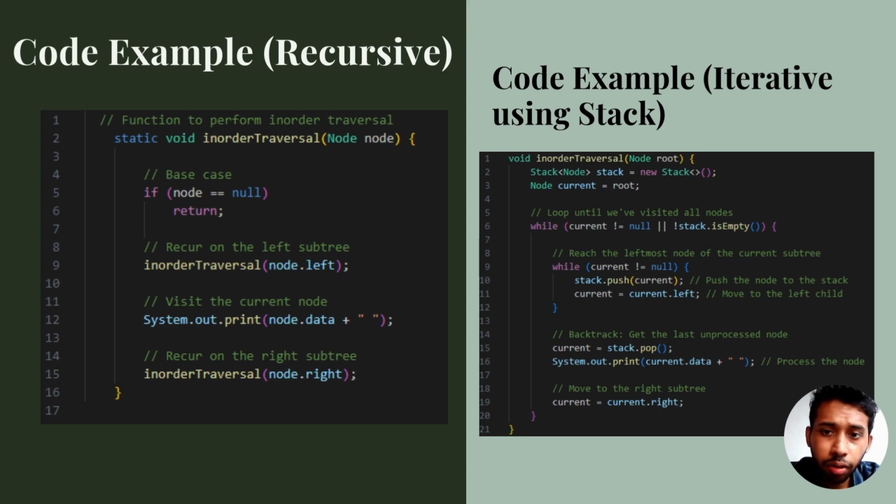In iterative code, here we use a stack to traverse leftward until we reach the leftmost node. Inside the loop, we keep pushing nodes to the stack until current becomes null. When there are no more left nodes, we process the node on top of the stack and move to its right child.